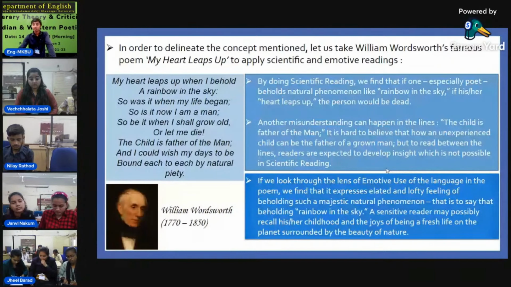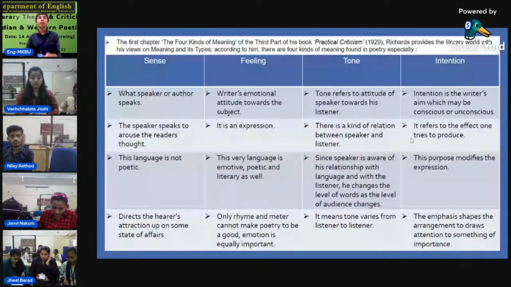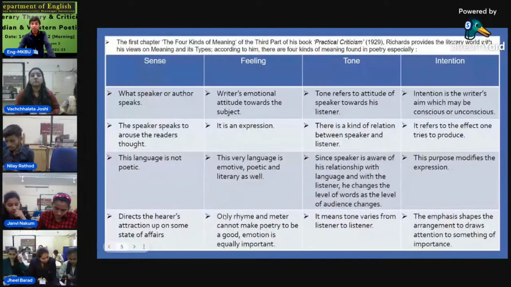And the last one, intention. The emphasis shapes the arrangement, to draw attention to something of importance. So intention basically means man takes no step without any intention. I spoke of it before in my previous session of the presentation: whatever we are doing, there is an urge of our intention. So intention forms our sense, feeling, and tone. Tone will be formed by whom we are speaking to, and feeling is what we want to speak, how it vibrates within us, and sense is the basic use of words. Now let us move ahead.